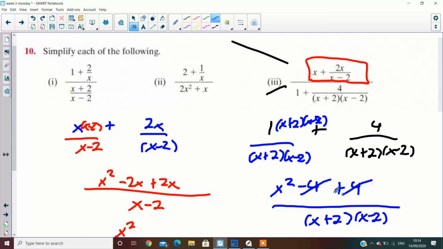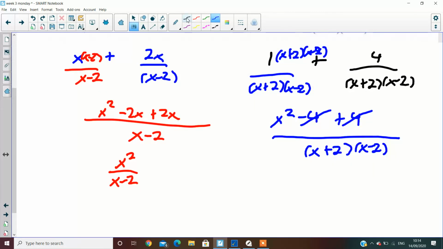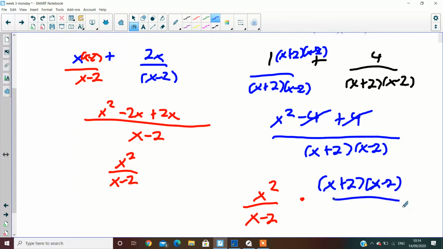Would everybody agree it's the red answer divided by the blue answer? Everybody cool with that? And then what do you do next? Flip it upside down and what do we get? x plus 2, x minus 2, and then the x squared under. Neat. What cancels? What else? What's left? There you go.